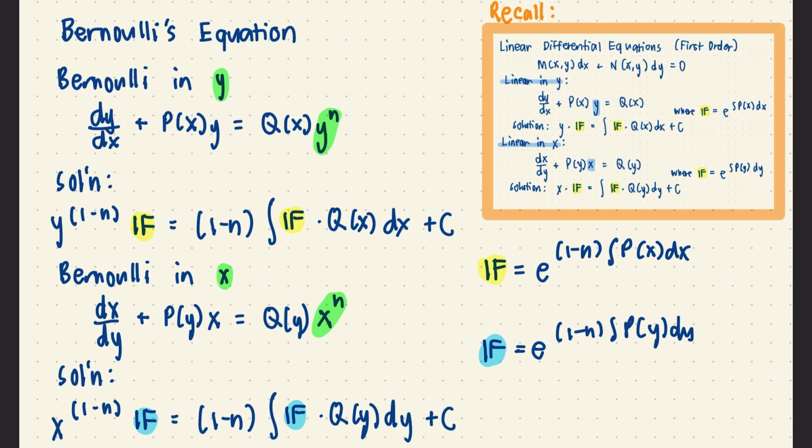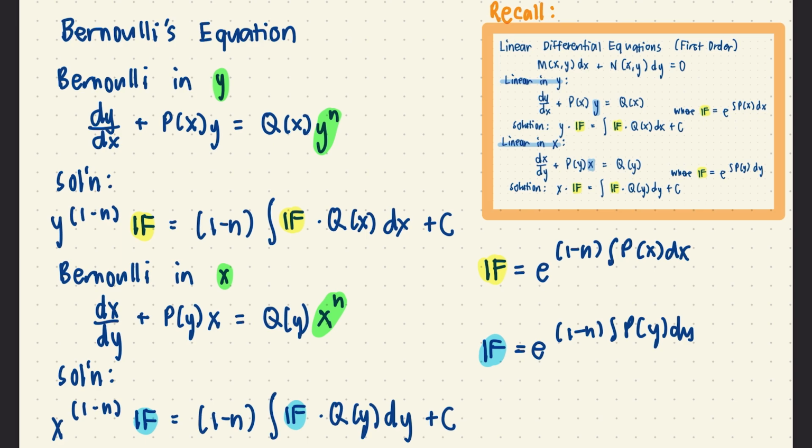So Bernoulli's equation is somewhat a version of a linear differential equation. It's just that y raised to n makes it not linear. Now, if this is Bernoulli in x, it's dx over dy plus p of y x is equal to q of y times x raised to n. That's the identifying feature, making it a Bernoulli equation.